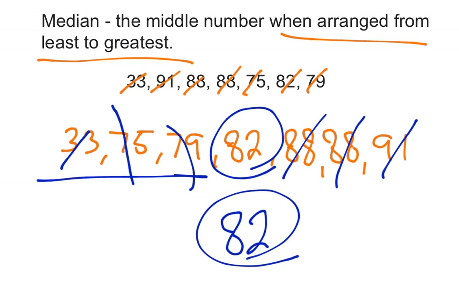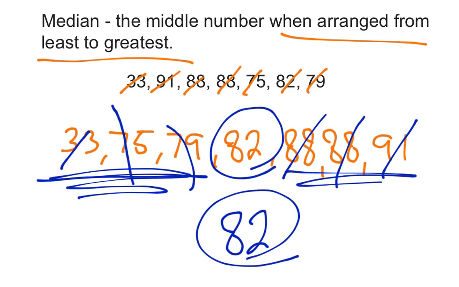Okay, and you can tell I have three numbers that are below the 82. I have three numbers that are above the 82. The 82 is the exact middle of the numbers.